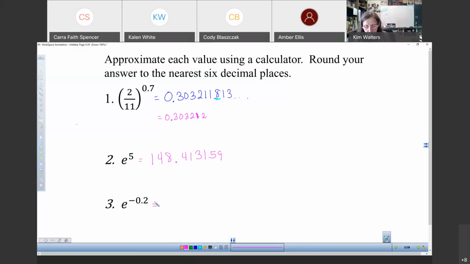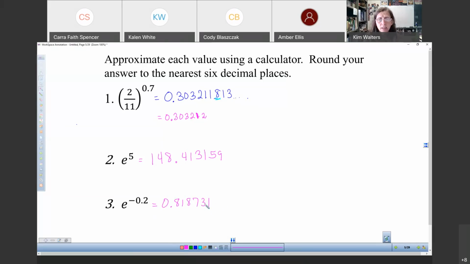And then the last one has a negative exponent, so just to make sure that you can get that negative exponent typed in, this is going to be 0.81873307, so that rounds to 31.